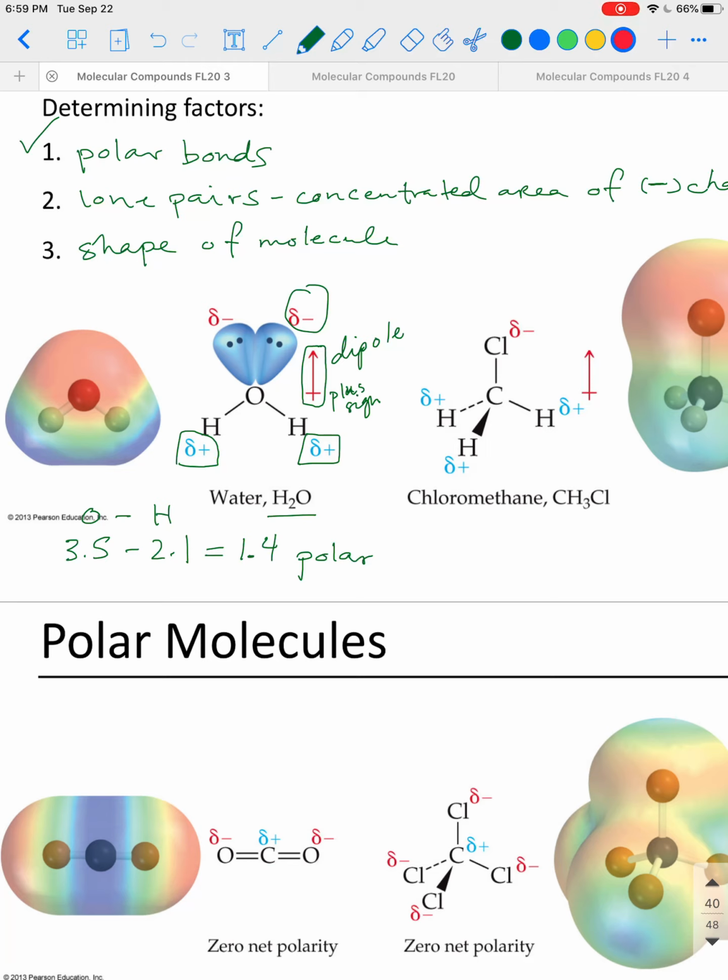So overall, water is a polar molecule because there is an uneven distribution of negative charge and electron location. We've got polar bonds, we've got lone pairs. Now, we'll talk more about the shape of a molecule in a minute, but this is a polar molecule.